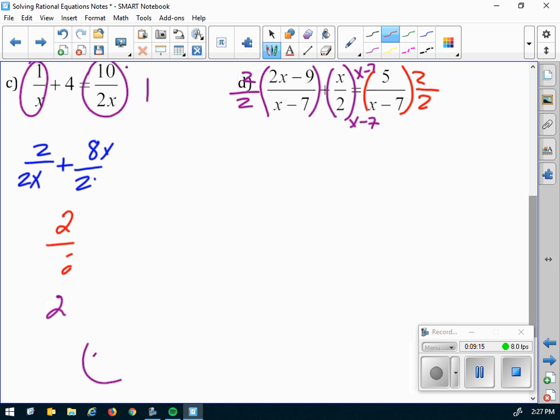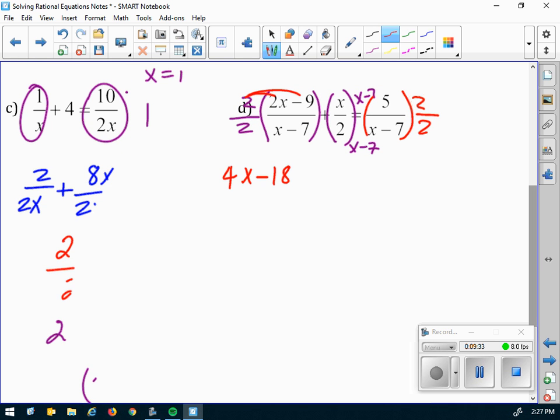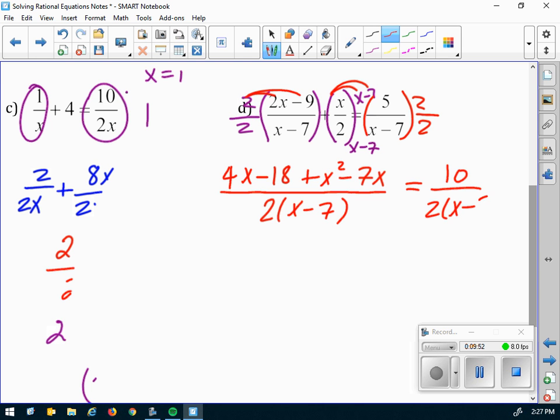On the left, so this doesn't get too messy, I've got common denominators now. So I can just add the numerators, correct? So what is my numerator going to be? Hang on. 4x minus 18. Now this is a plus x squared minus 7x all over 2 times x minus 7 equals 10 over 2 times x minus 7.